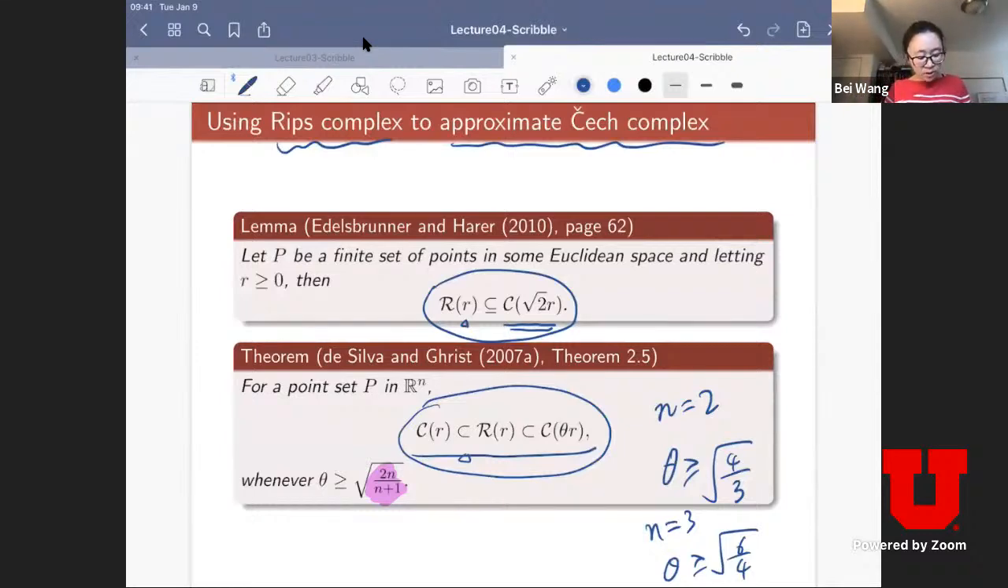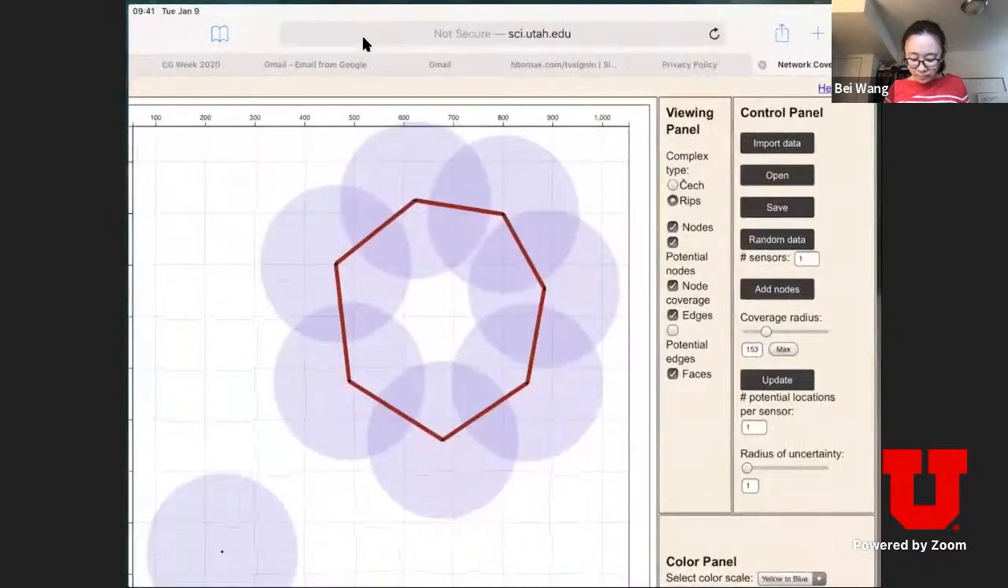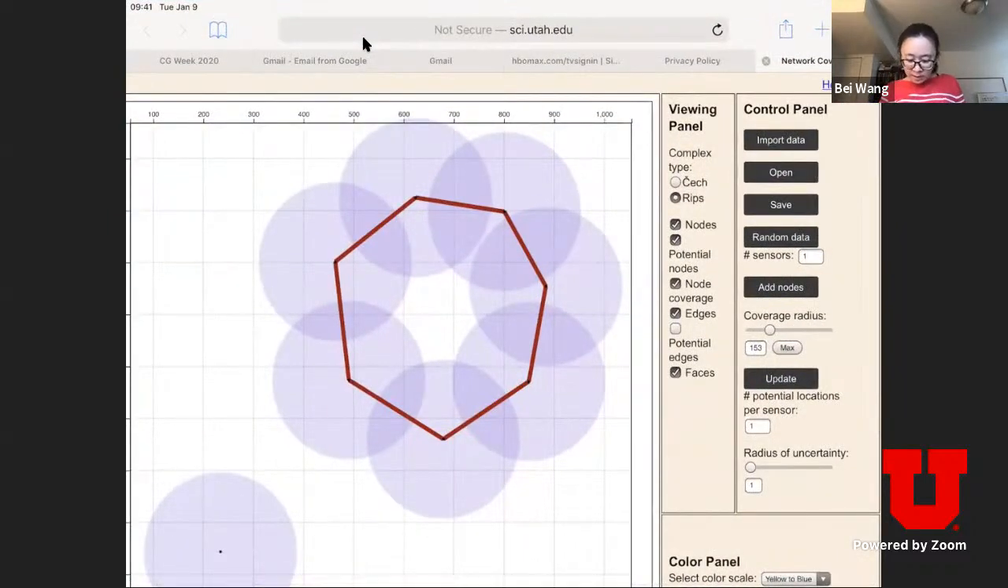As long as that homology persists in that range, my corresponding Čech complex has the same homology. So let me try to explain this by animation. The idea is that now I'm computing everything using the Rips complex. But I'm not going to compute the Rips complex at a single fixed radius. I'm going to compute the Rips complex at a range of radii. And I'm going to look at, in this range of radii, what are the homologies that are still there?